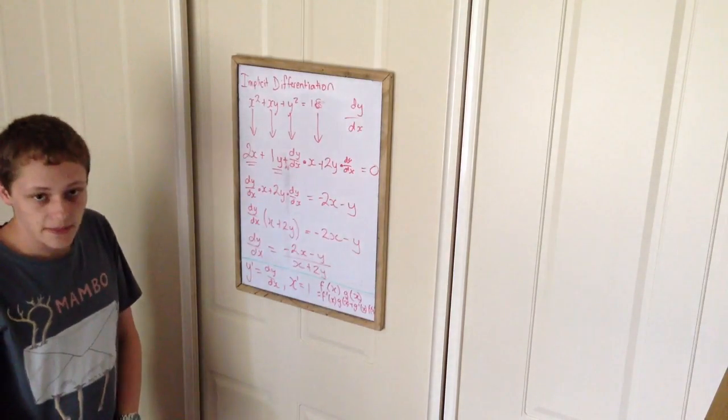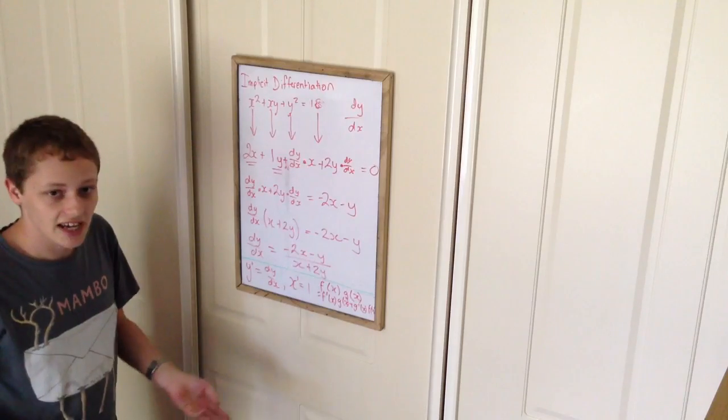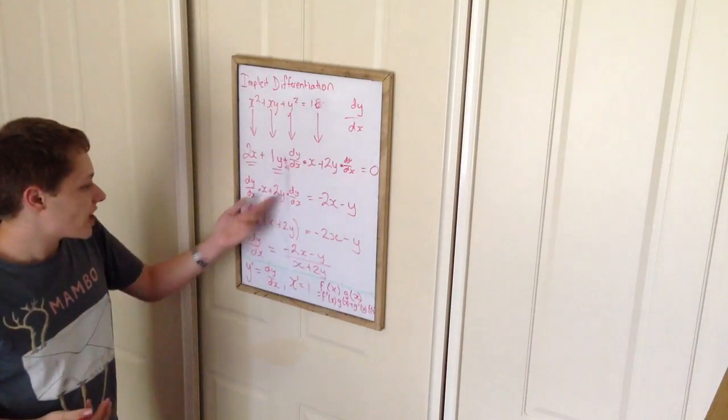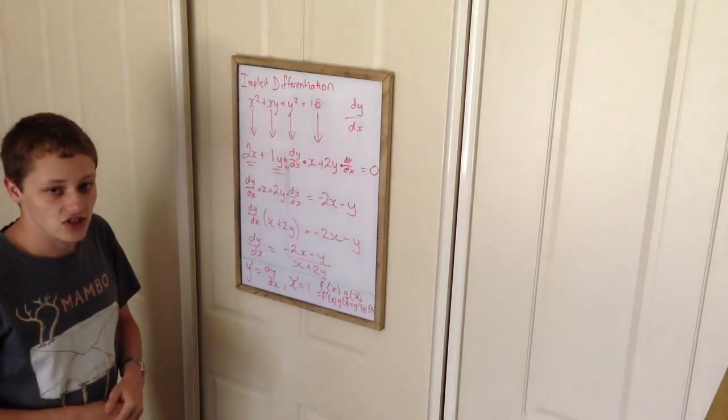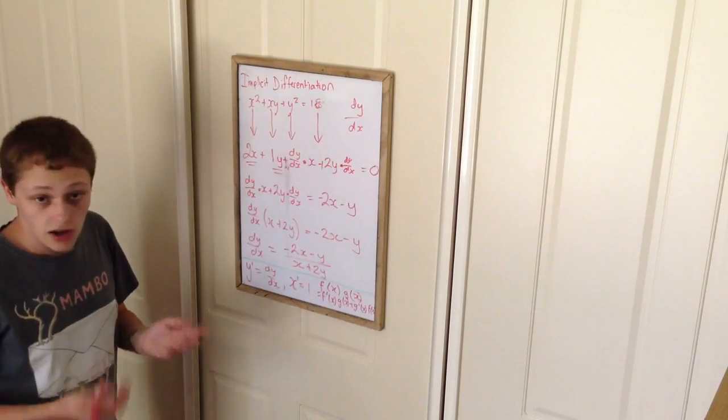So there's just a look at implicit differentiation. I hope you understand it, and when you develop the chain rule you'll understand a bit more why we use dy over dx, but again, this is just a fundamental concept, and I hope you enjoyed this video.